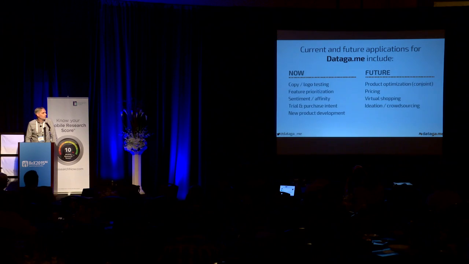So current applications for Data Game, based on the current game portfolio, are things where you might expect to see force rank options or places where there'd be a big grid table that you want to convert into data, copy and logo testing, feature prioritization, sentiment affinity measurements, etc. The future roadmap for games includes other categories, primarily in the choice modeling space to start, such as conjoint, but also looking at pricing games, virtual shopping, and crowdsourcing applications.